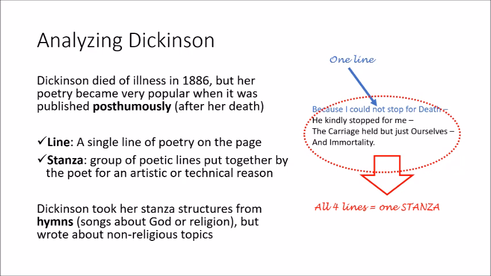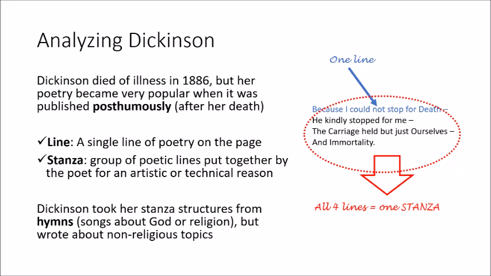So in order to really understand how interesting Emily Dickinson's poetry is and how artful and intelligently done her writing is, we're going to learn some literary terms now. So this is what I was talking about at the beginning of the lecture. The first term is pretty self-explanatory. That would be a line of poetry. That's just one line on the page.